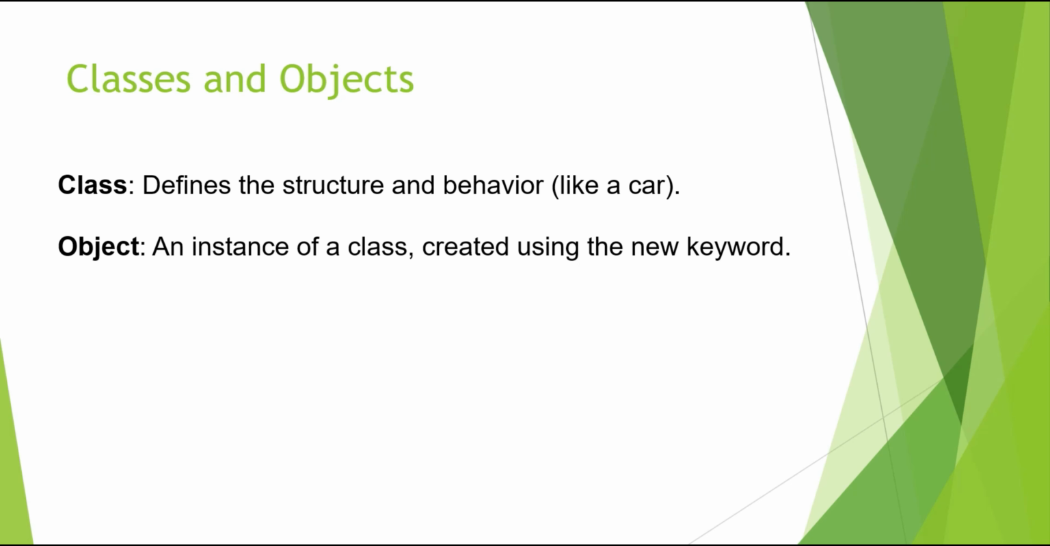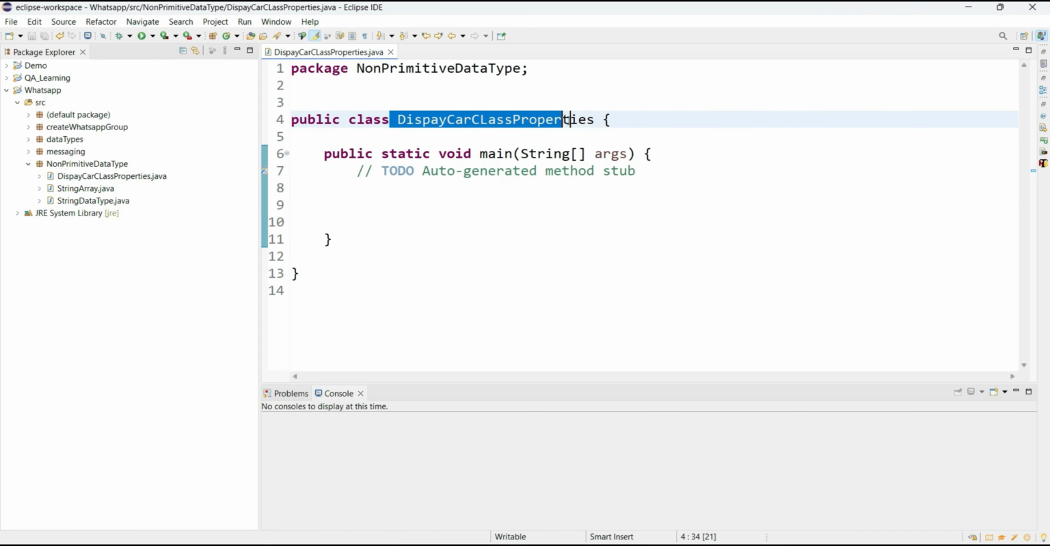So an object is an instance of a class. It is created using the new keyword and it represents a real-world entity with specific values for the properties defined in the class. Let's take an example for classes and objects. Here I have created one main class with a main method where I will call the object to display the properties of another class.